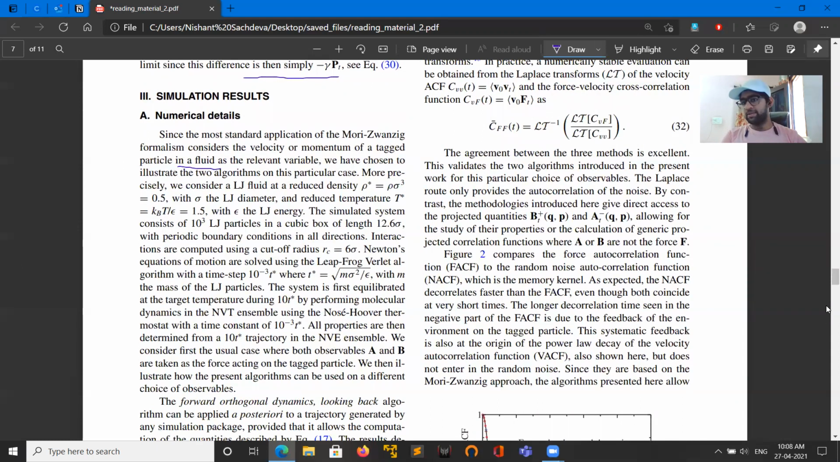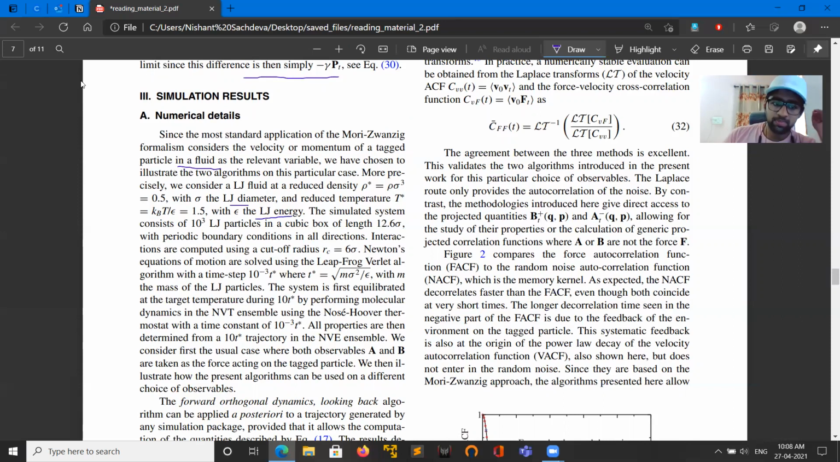Mori-Zwanzig can have many applications. The most standard one considers the velocity or momentum of a tagged particle in a fluid as the relevant variable. We have chosen to illustrate two algorithms on this particular case. More precisely, we consider an LJ fluid, a Lennard-Jones fluid, at a reduced density rho star equal to 0.5, with sigma being the Lennard-Jones diameter, and reduced temperature T star equal to k_B T by epsilon, which is 1.5, with epsilon being the Lennard-Jones energy.